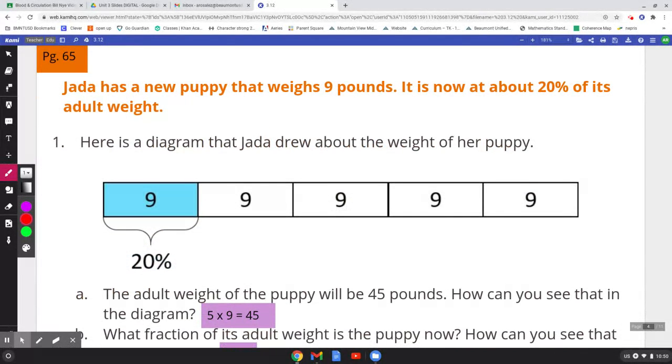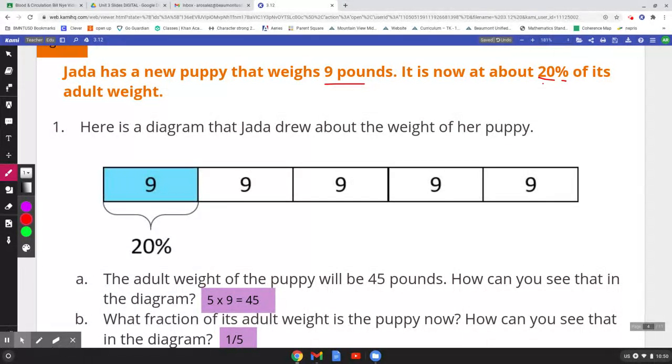Jada has a new puppy that weighs 9 pounds. So 9 pounds is important to know. It is now at about 20% of its adult weight. Here is a diagram that Jada drew about the weight of her puppy. Now, the important thing to know is that we're going up by 20s every time, right? So the percent is 20. So this would be 40, 60, 80, and 100%, right? So the percentages are along the bottom. And we know that 20% is 9 pounds.